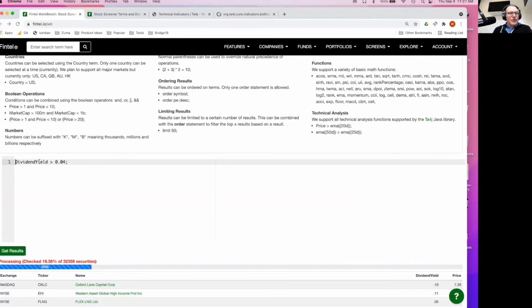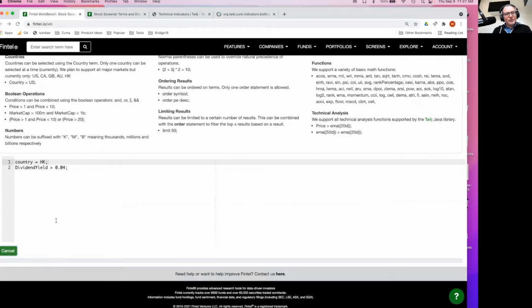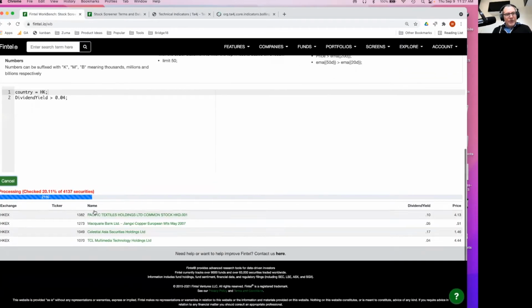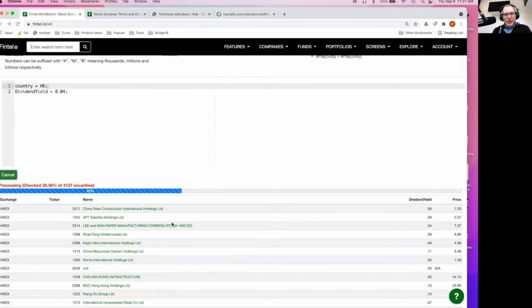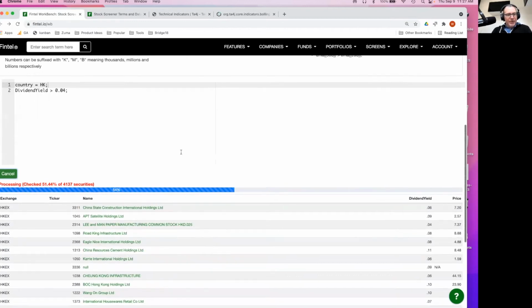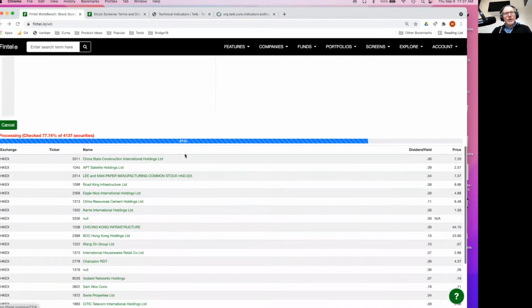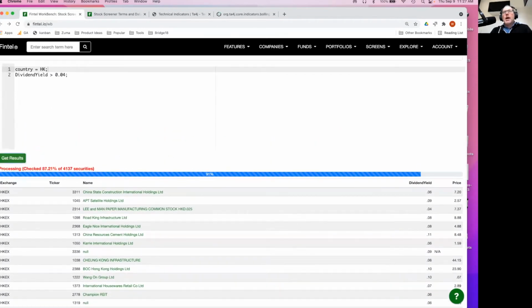Let's just go to Hong Kong for a second and see what this has. So yeah, I'm getting dividend yields in Hong Kong as well, which is good. A couple of strange companies here, but I'll work these out as we get further along.